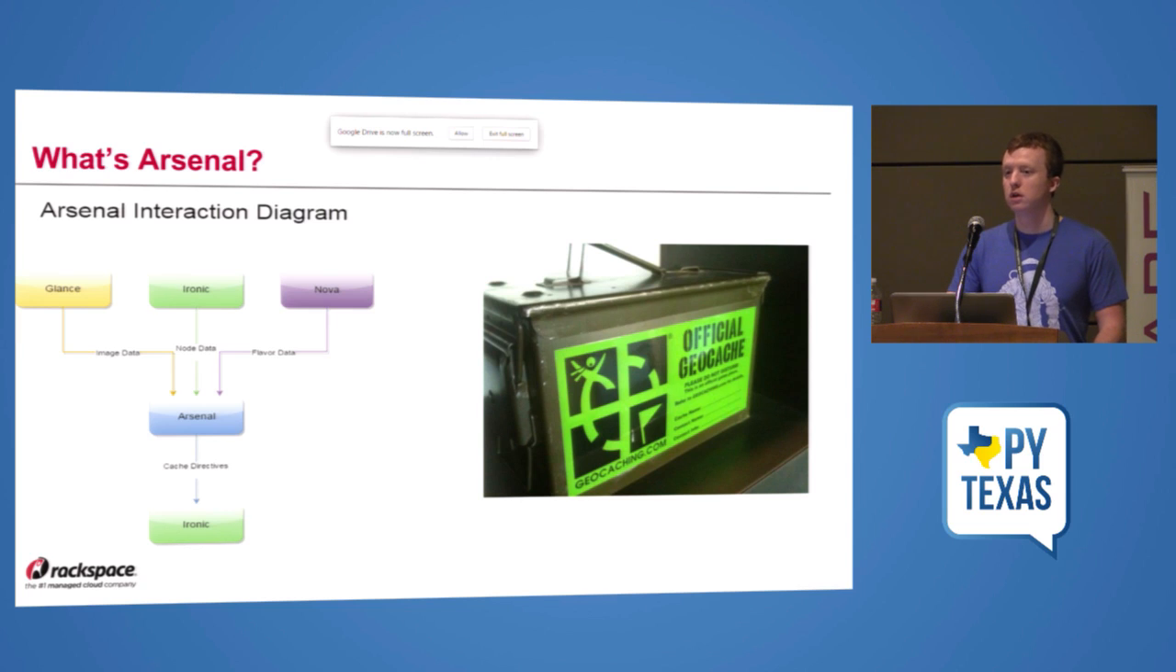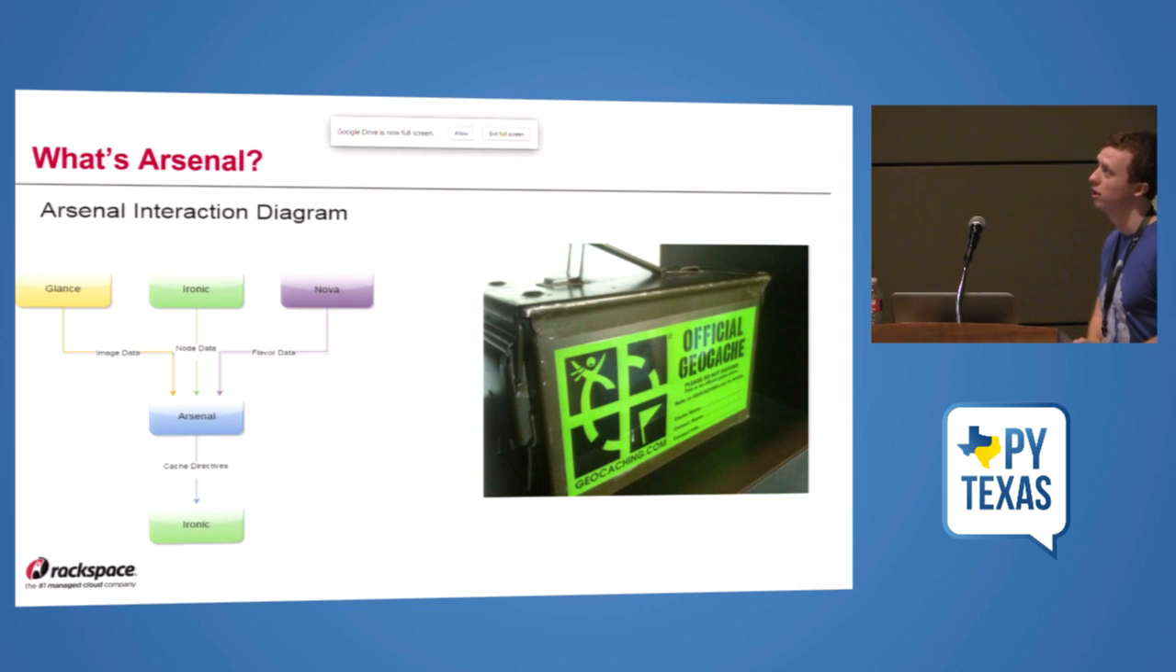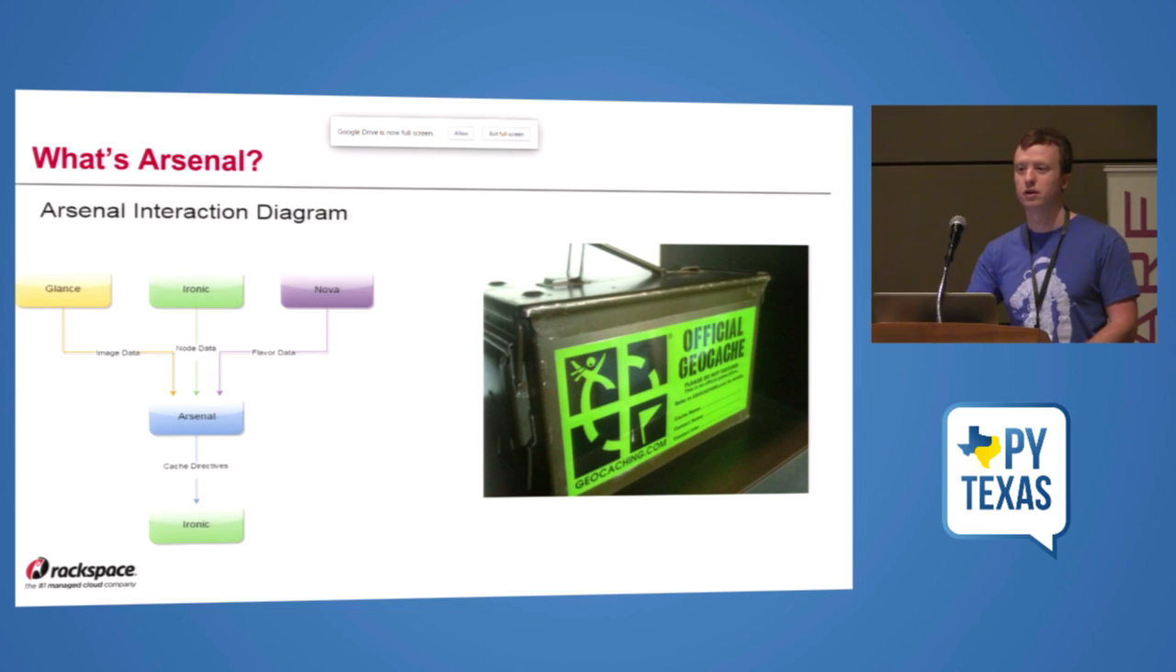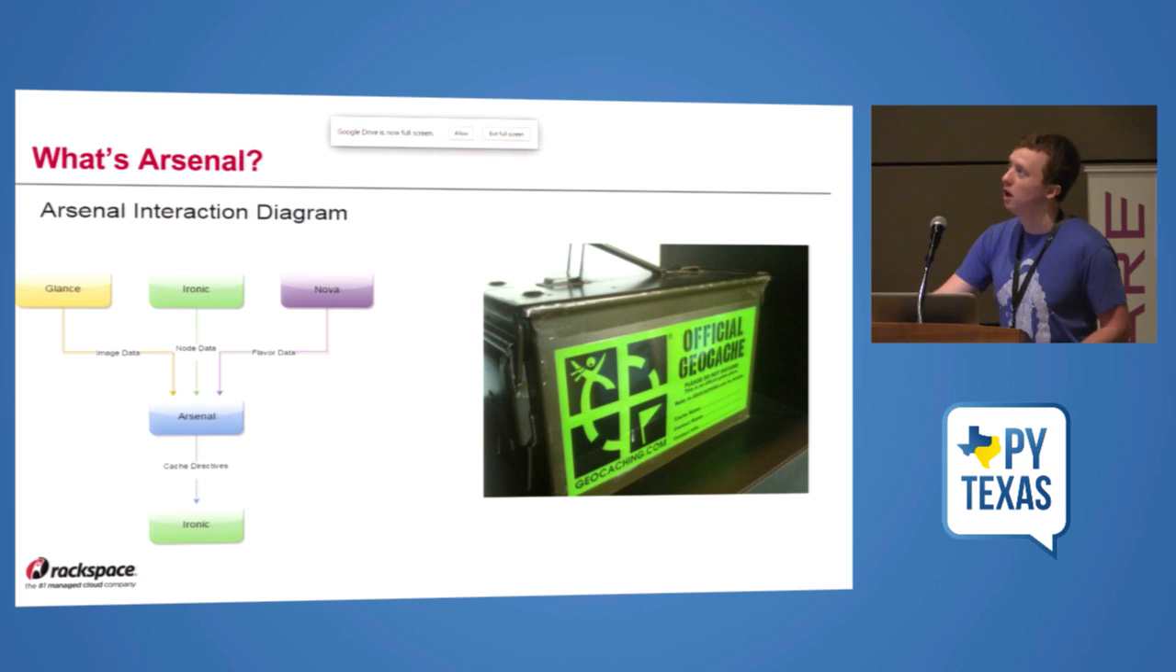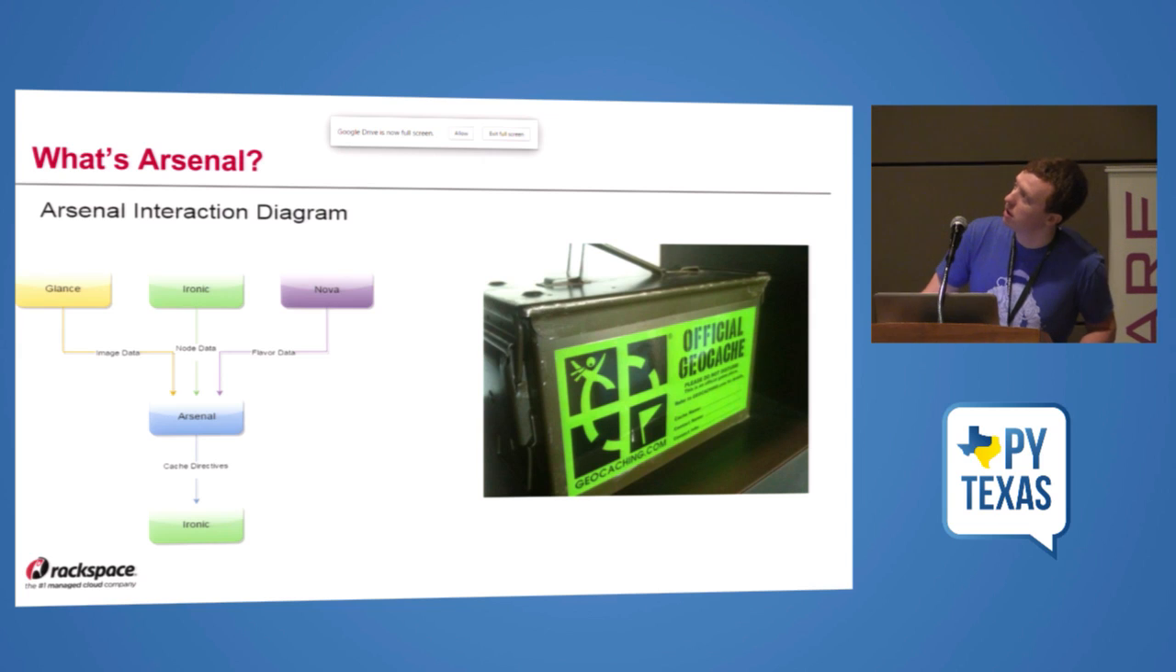So the service that I built is called Arsenal. It's written completely in Python. It works with OpenStack, and you can see here on the diagram. Who all here is familiar with OpenStack? Anyone? Okay, a few people, a lot of people. It talks with Glance, Ironic, and Nova, and it gathers different information from these services, and then collates that information and makes decisions about how to cache operating systems onto bare metal nodes.